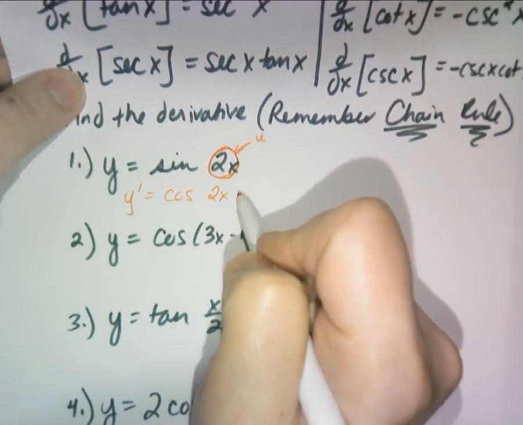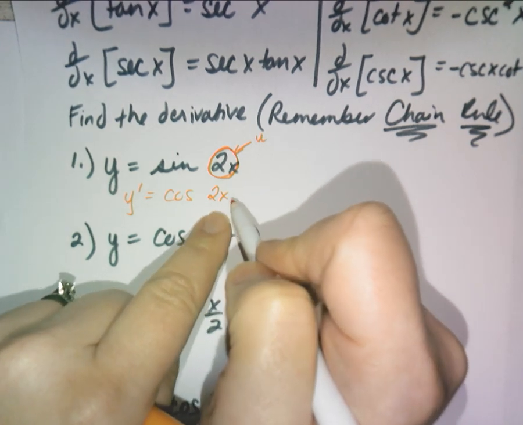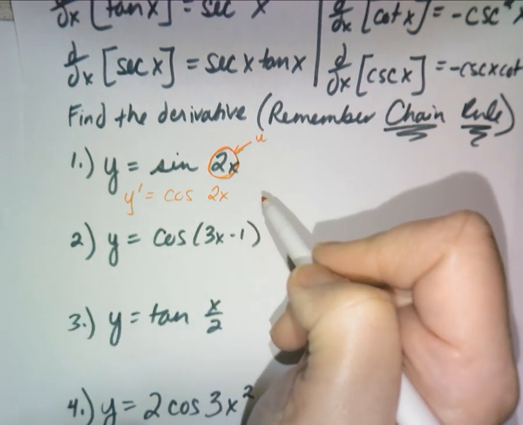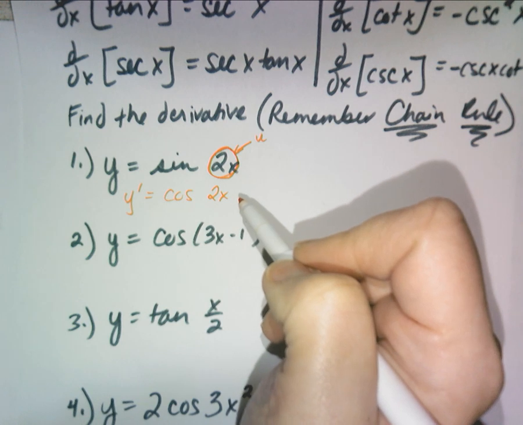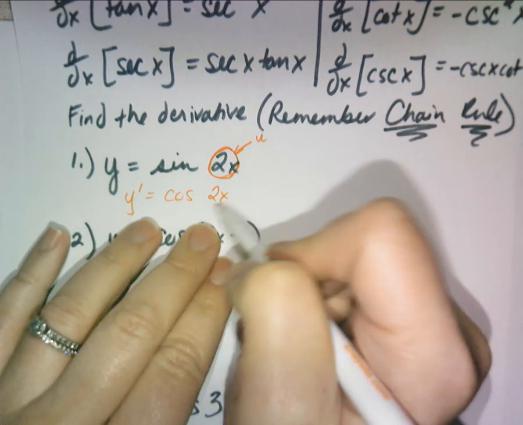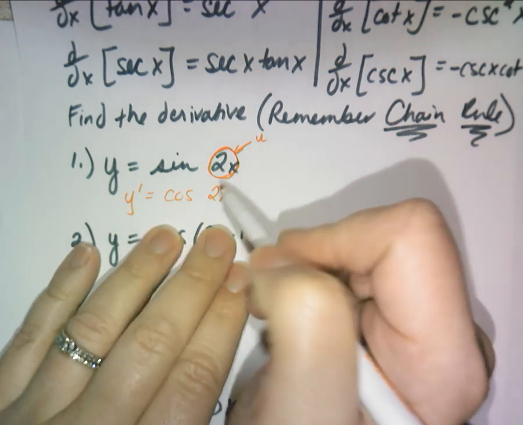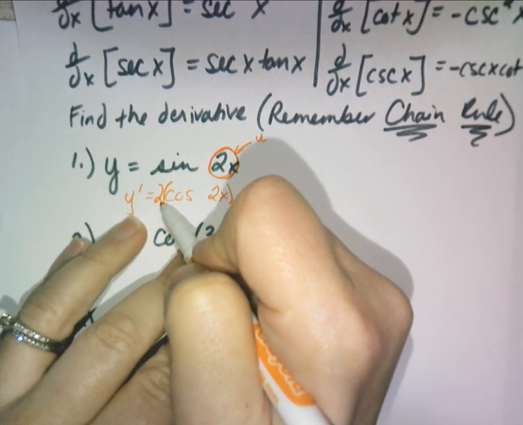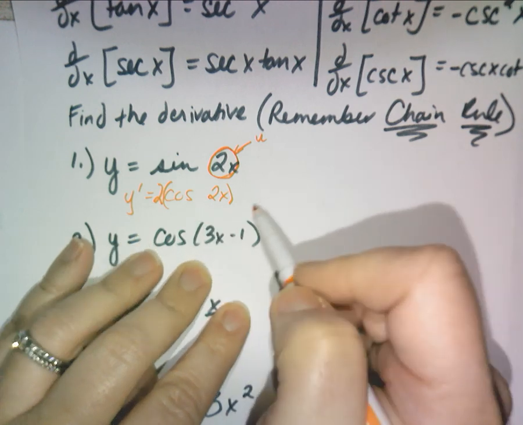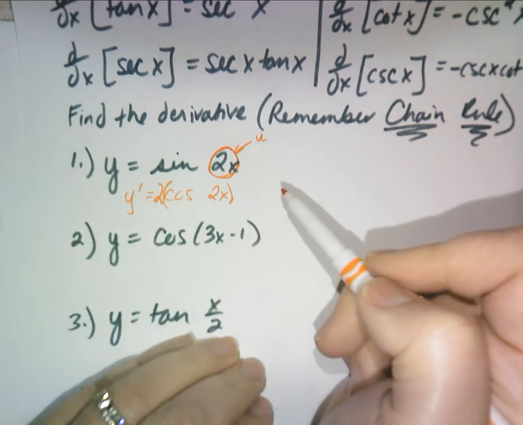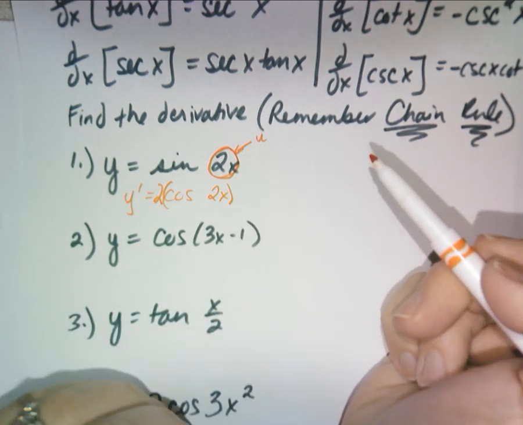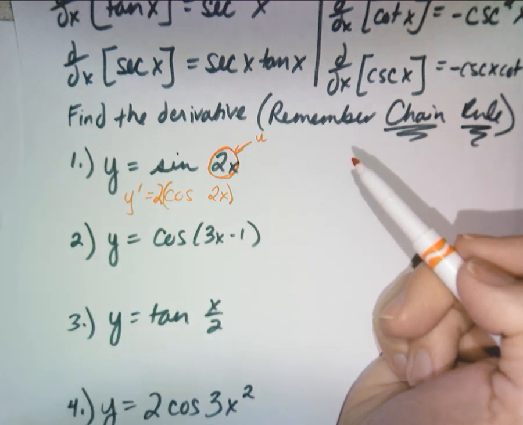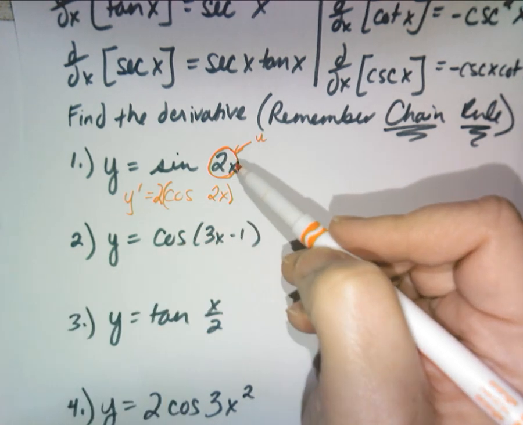Do not put times 2 and call it cosine 4x. Don't do that. Cosine 2x cannot be separated. You can never separate this out from the cosine. So what I would suggest you do is put the 2 in front. So really, your final answer should be 2 cosine 2x. The 2x can never be changed. You can't factor out of that.